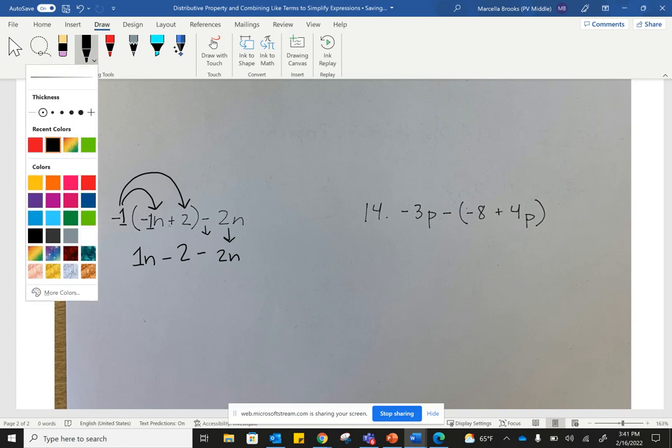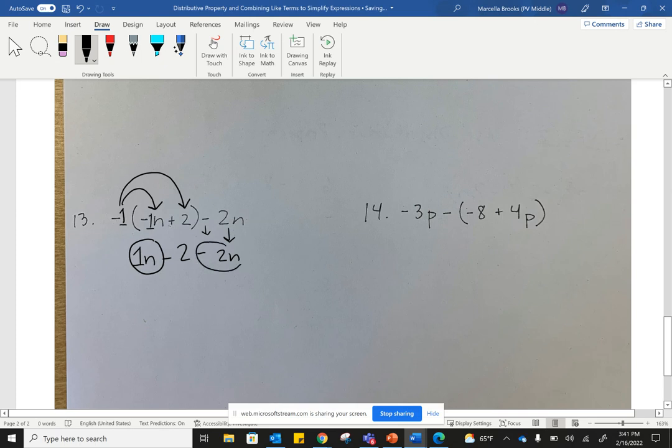My like terms, I'm going to circle those, 1n and minus 2n. Those are my like terms. So we have a negative 2 and a positive 1. The difference between those, if you just type 1 minus 2 in your calculator, you will get the right answer. It's negative 1n. We add that n on, and then we do minus 2, because minus 2 doesn't have anything to combine with. So this is it. You could also write it as negative 2 minus 1n.